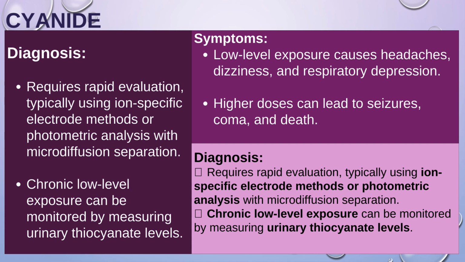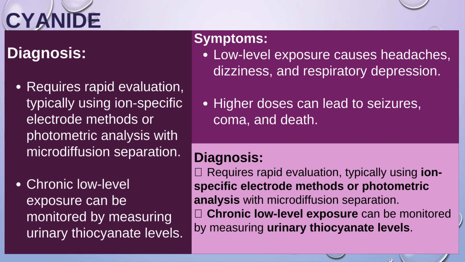Next is cyanide. For the diagnosis, this requires rapid evaluation, typically using ion-specific electrode methods or photometric analysis with microdiffusion separation. Chronic low-level exposure can be monitored by measuring urinary thiocyanate levels. And then symptoms: low level, and we have high doses. The symptoms vary. At first, if the exposure is just low level, then you'll just feel headaches, respiratory depression and dizziness.